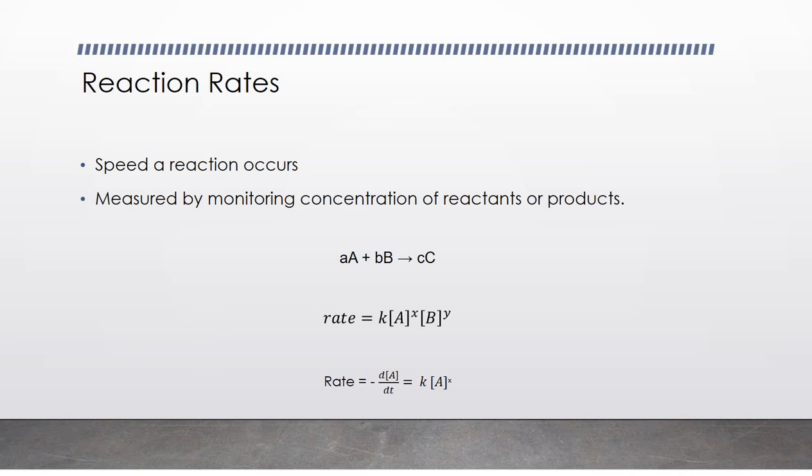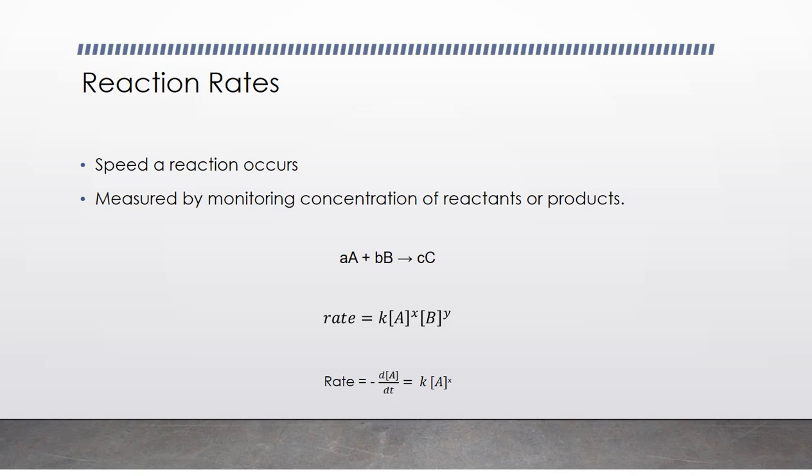So reaction rate is an important factor in a lot of reactions, because just because a reaction is useful doesn't mean it happens quickly. You may want to slow it down, you may want to speed it up, but you need to be able to adjust that. So in lecture you'll talk about how you can speed up a reaction by increasing reactants, by adjusting the temperature and that kind of thing. But here what we're going to do is more talk about how it is monitored.